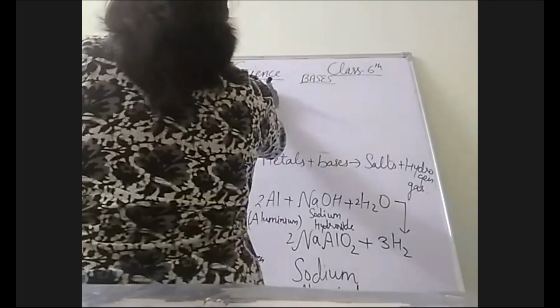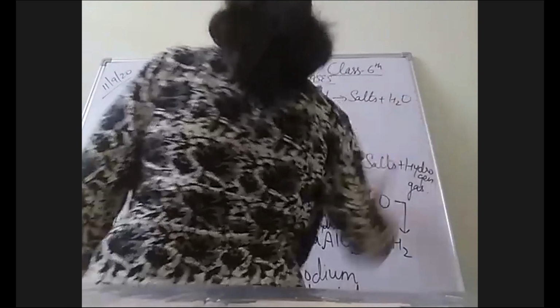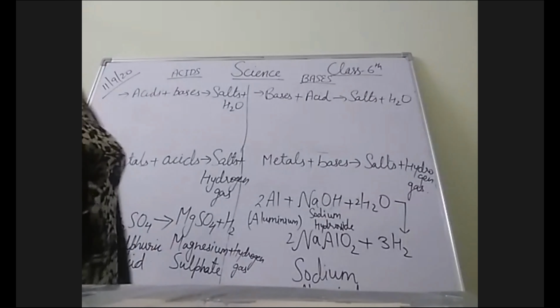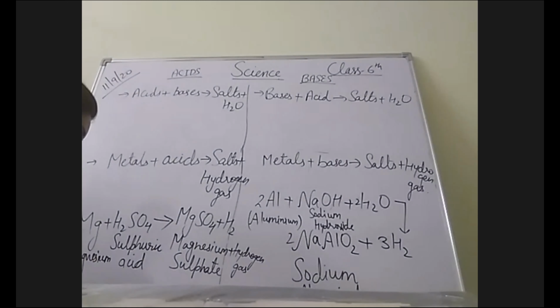You will add acid into base, then you will get the same result. They will form salt and water. H2O is the chemical formula for water. Okay, I hope now it must be clear to you. Other reactions you will read in the next class.